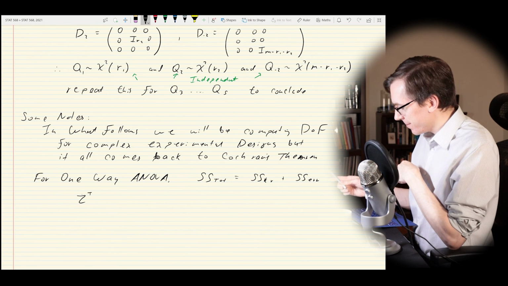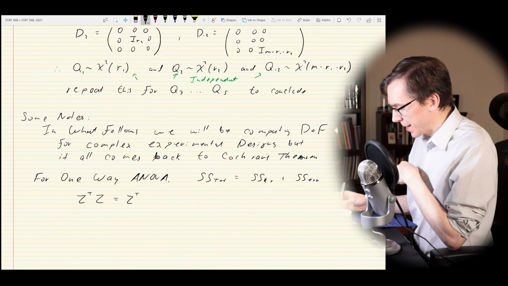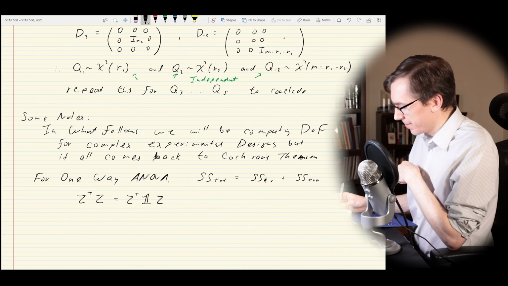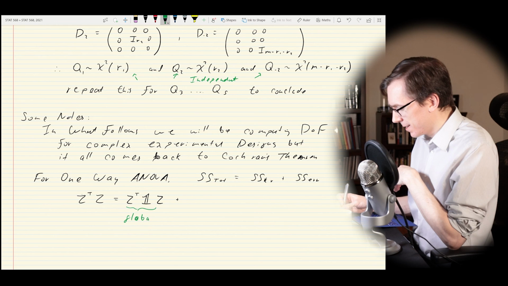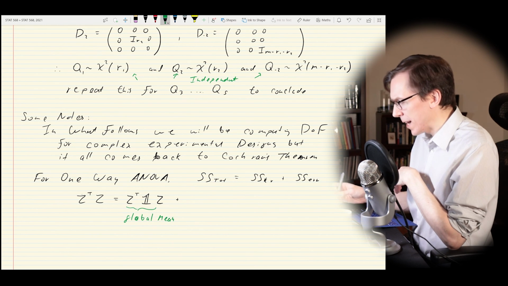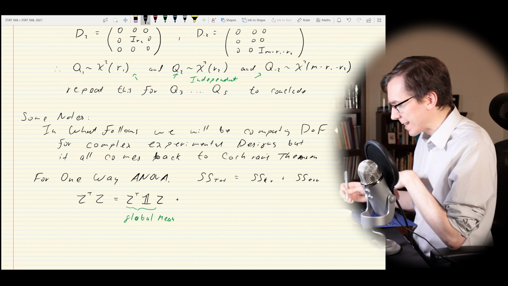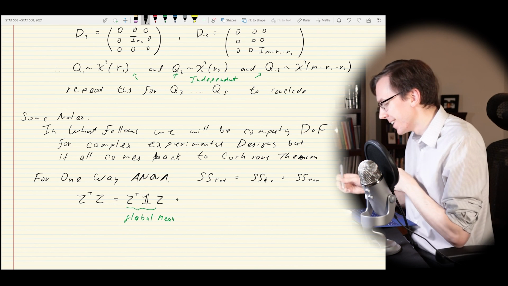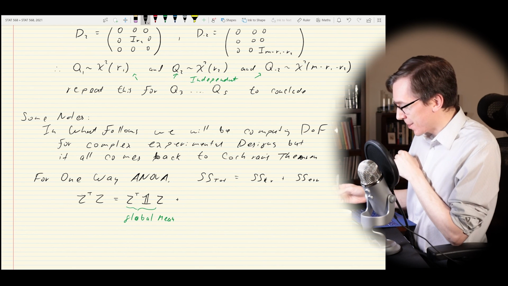So in some sense, what we have is something that's going to look like z transpose z, and then z transpose times the matrix of all ones. This is kind of the global mean. I'll think about that to make it more precise. I'm just running off the top of the cuff here. But anyway, we have this term for the global mean.